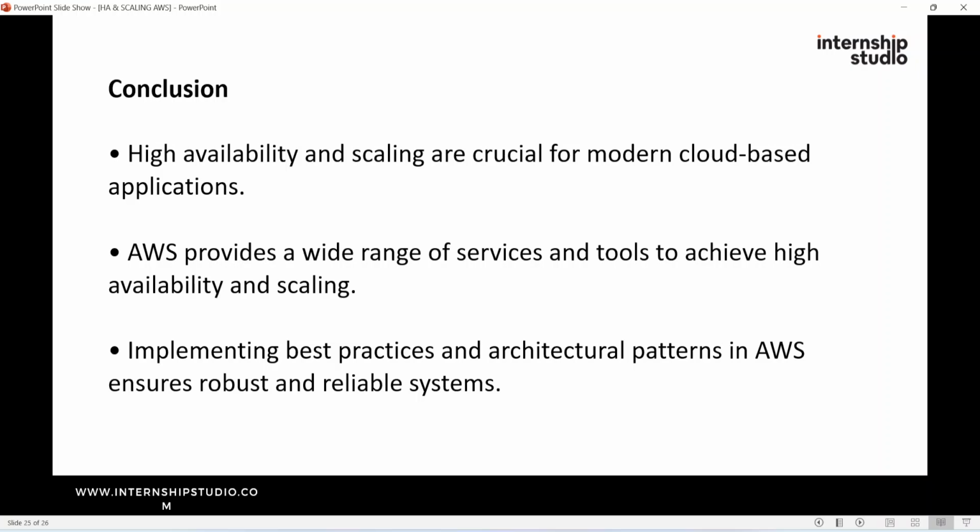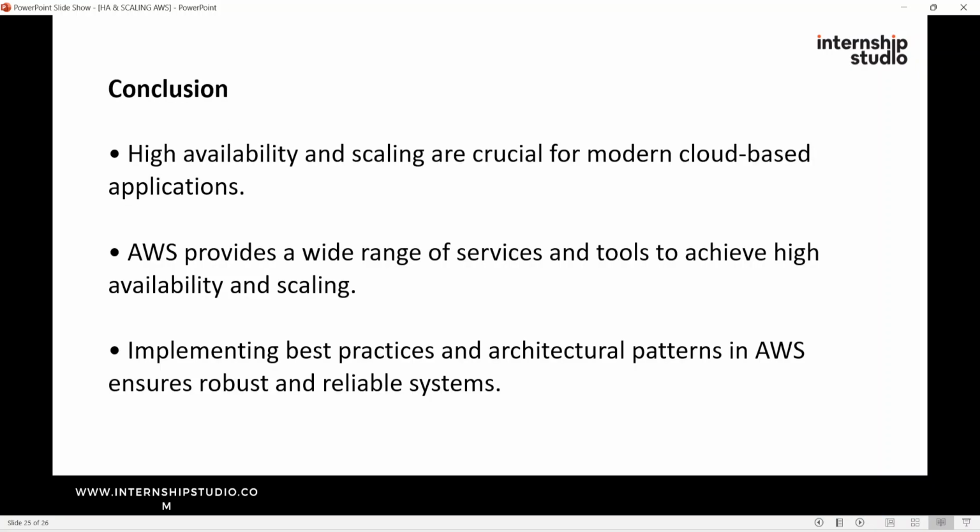So the conclusion is that high availability and scaling are very crucial for modern cloud-based applications. AWS provides a wide range of services and tools to achieve high availability and scaling. Implementing best practices and architectural patterns in AWS ensures very robust and reliable systems.